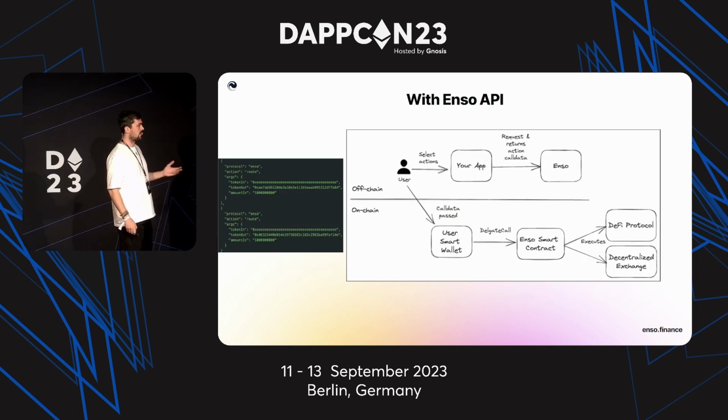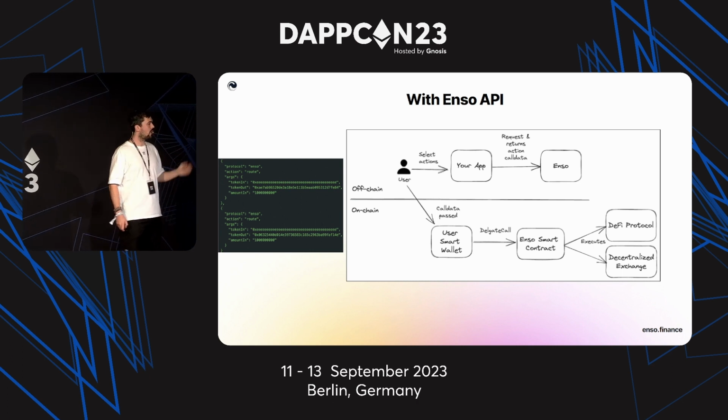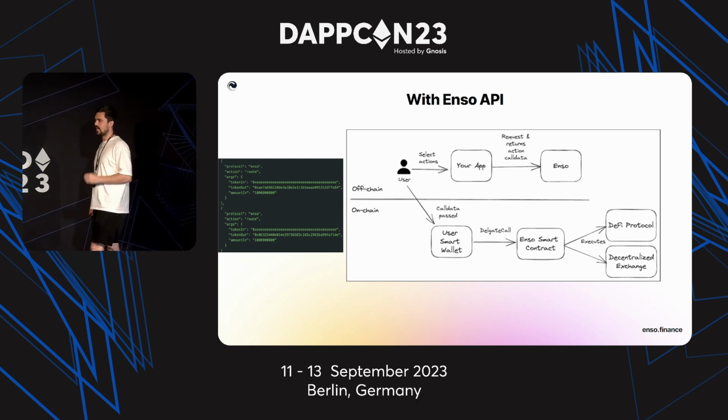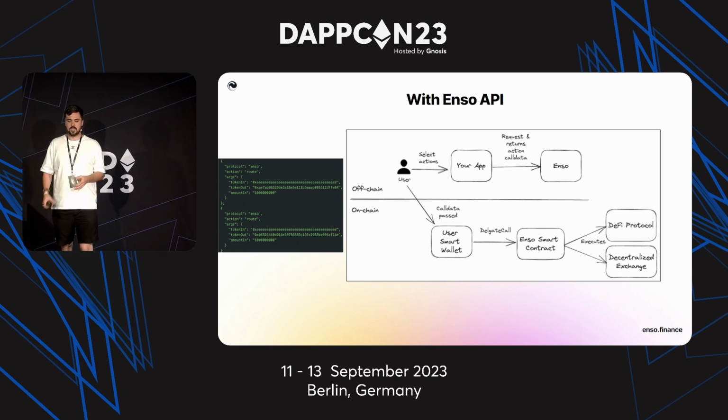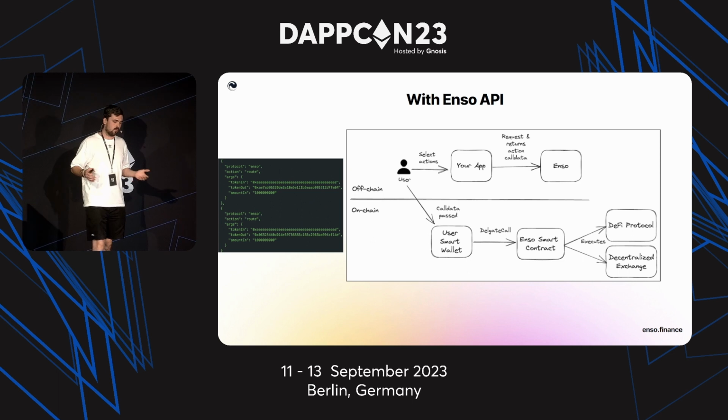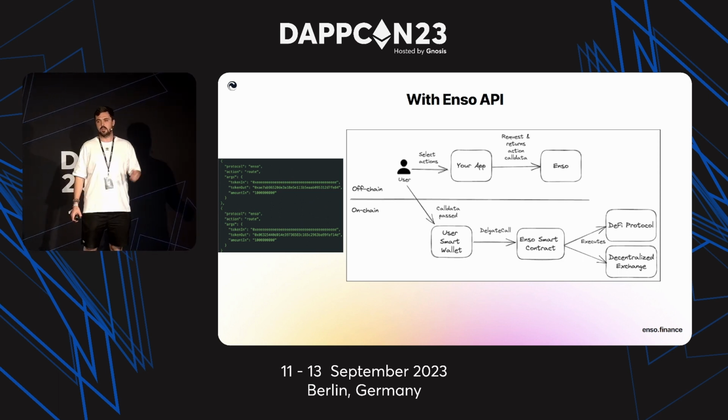This is kind of what our architecture looks like. You will call our API with all of the actions you want to execute, whether this is an LP, borrowing, lending, and then you will get the best order of routing, and you will get the call data back.